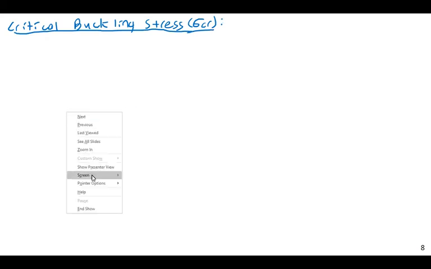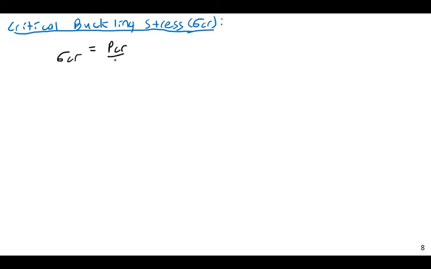So let us look next at critical buckling stress, for which I am going to use sigma CR. Well, I know that sigma CR is equal to P critical over A. So that's what I'm going to define this as. So we're going to look at stress instead of just an axial load.